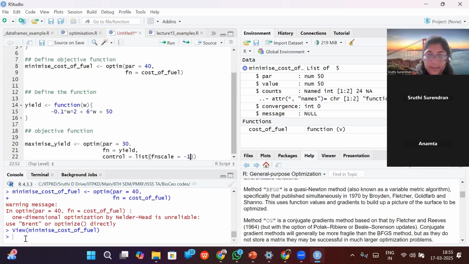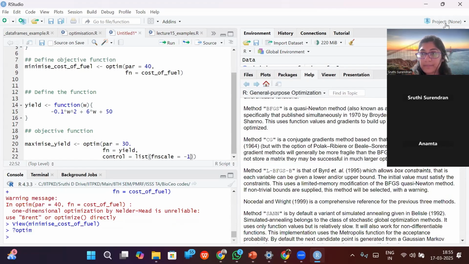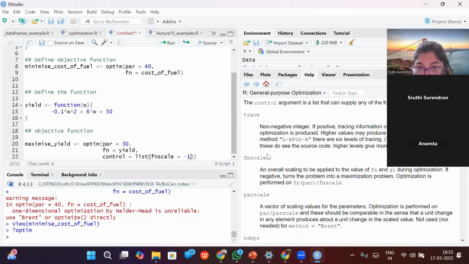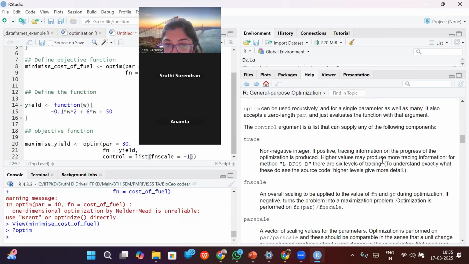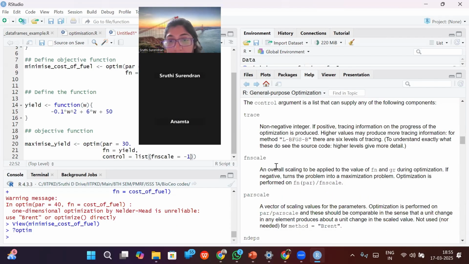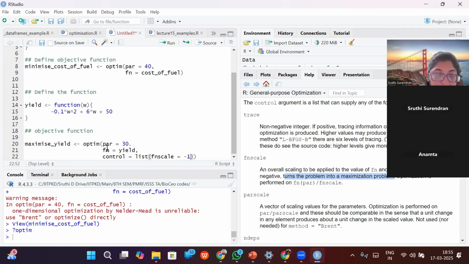Now what all of this is, we can go to the help and find out. If you see here, there is something called control. The control argument is a list that can supply any of the following components. fnscale, an overall scaling to be applied to the value of the function during optimization. If negative, it turns the problem into a maximization problem. So by default, since it is a minimization problem, if you don't give this, it will find the minimum yield.